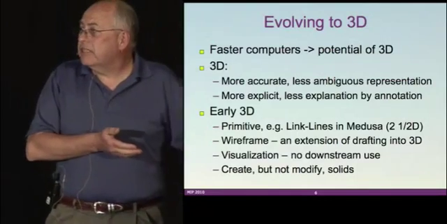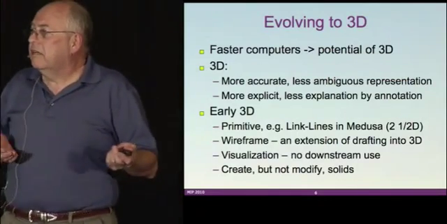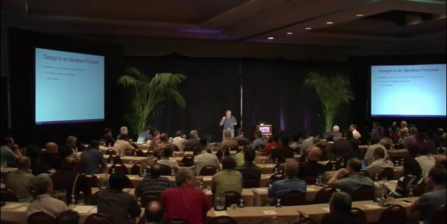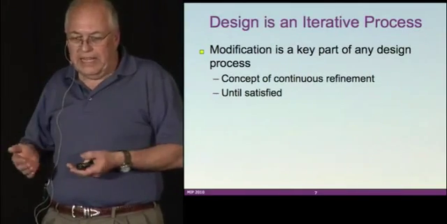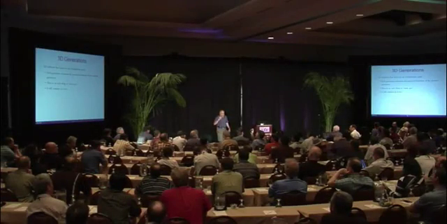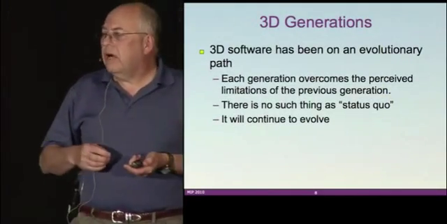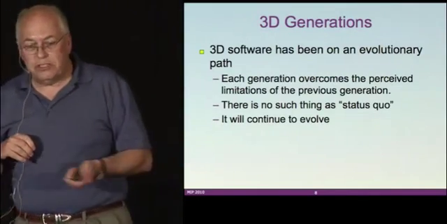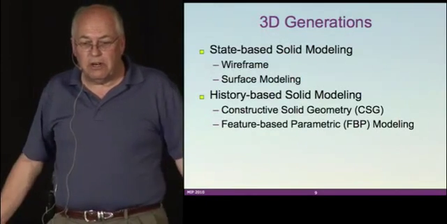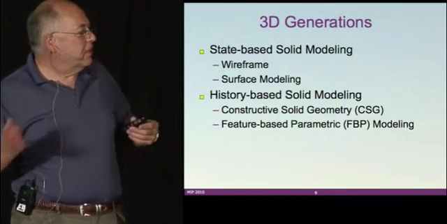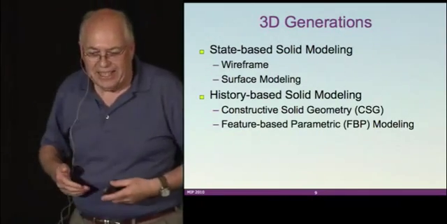But as I was building this presentation, I realized design is an iterative process. Writing a letter is an iterative process. Designing anything is an iterative process. Refine it until you're satisfied. And so in 3D, as you've seen, there's been an evolution, and each generation overcame the perceived limitations of the previous generation. So there's really no such thing as the status quo. Keep doing what we're doing, and it will continue to evolve. And the challenge Brad, of course, has given me to look at, in a sense, is will my predictions come true in 10 years when you look back?